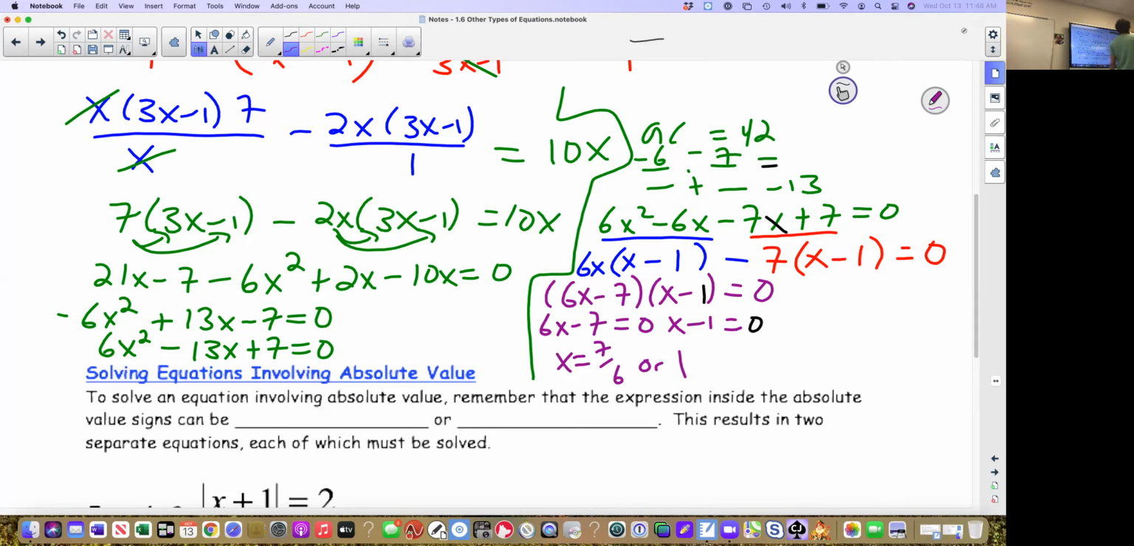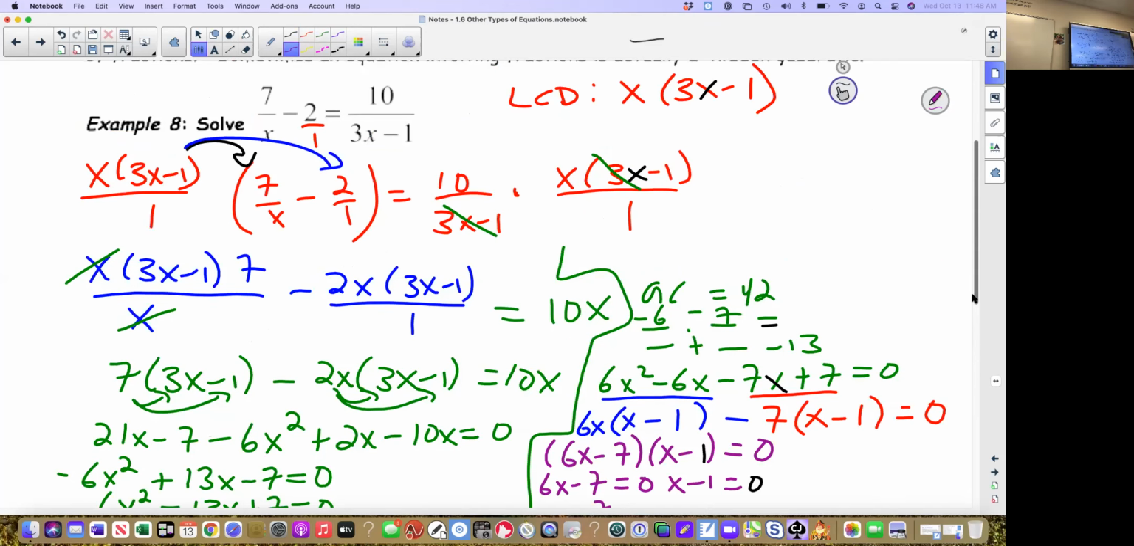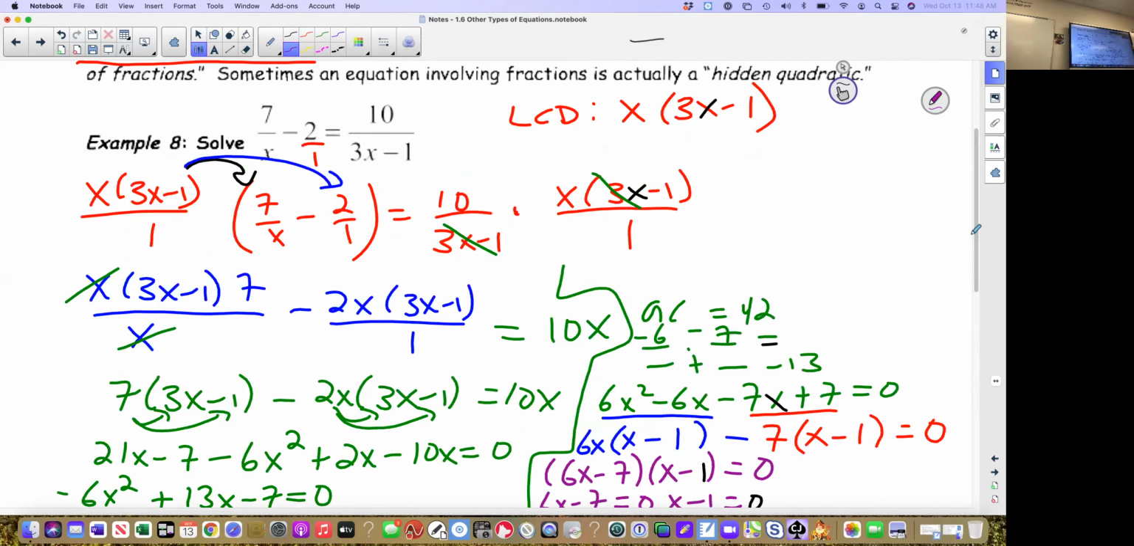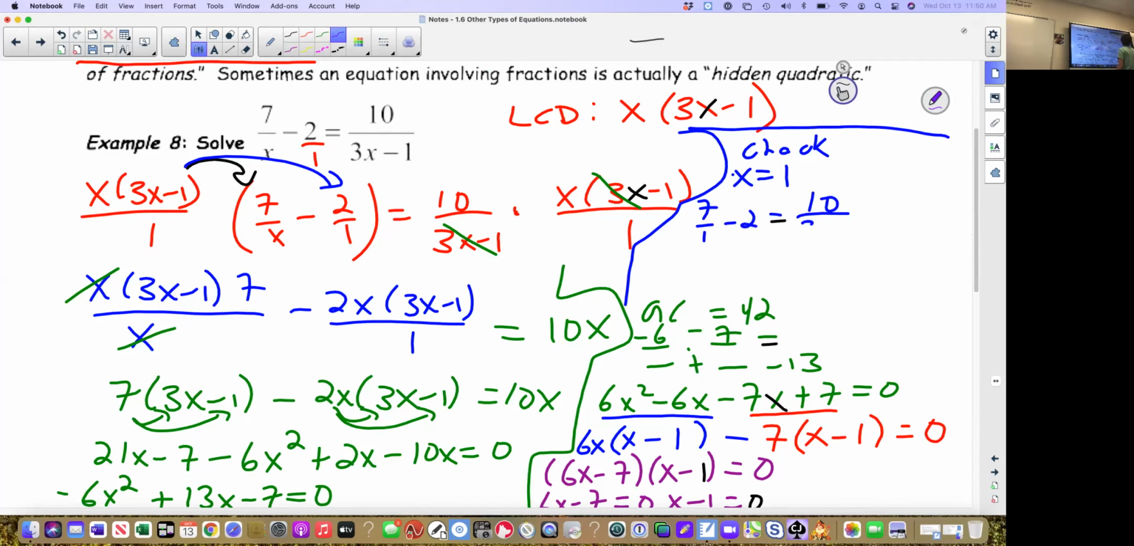I didn't leave myself much room, so let's go back up here and squeeze the check in. x equals 1 will be easier. Plugging in 1: 7 over 1 minus 2 is 5, and 10 over 3 times 1 minus 1, which is 10 over 2, is also 5. They're both 5, so x equals 1 checks.